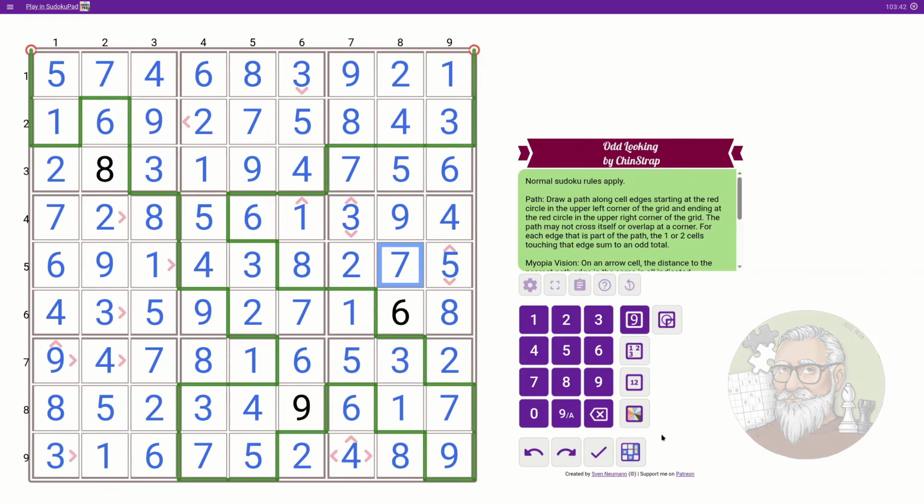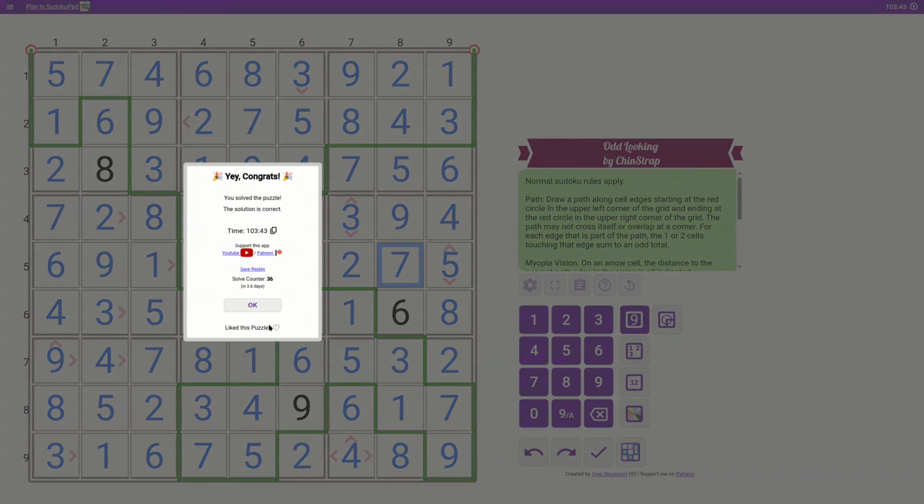Right, moment of truth. Yay. Wow. 103 minutes. It went so fast. This is really a really nice puzzle. Another classic by ChinStrap. I loved it.